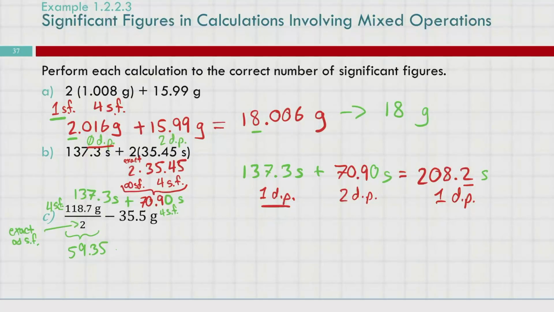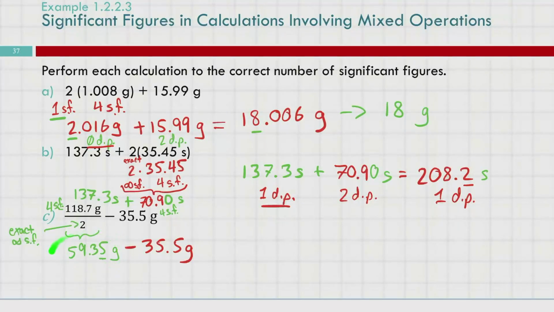So 118.7 divided by 2, 59.35 grams. It's already 4 significant figures, so nothing to do there. And then we subtract 35.5 grams. When we're subtracting, what do we care about? Decimal places.